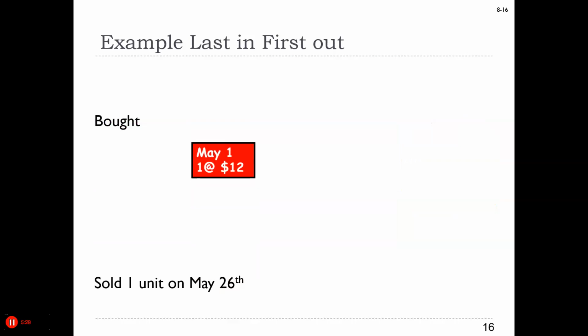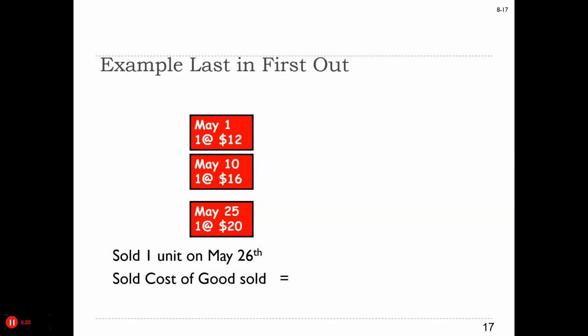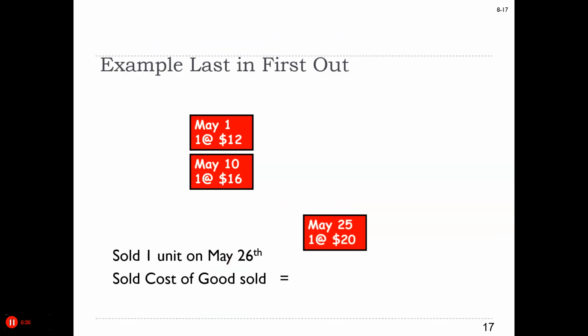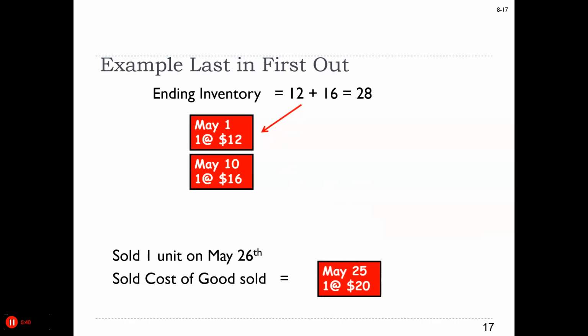So, again, we have our example. Now, in this case, we sold one on May 26th. We would have to use the most recent cost, and the old cost would stay in inventory. So now, again, there's our $48 with $28 in ending inventory and $20 to cost of goods sold.